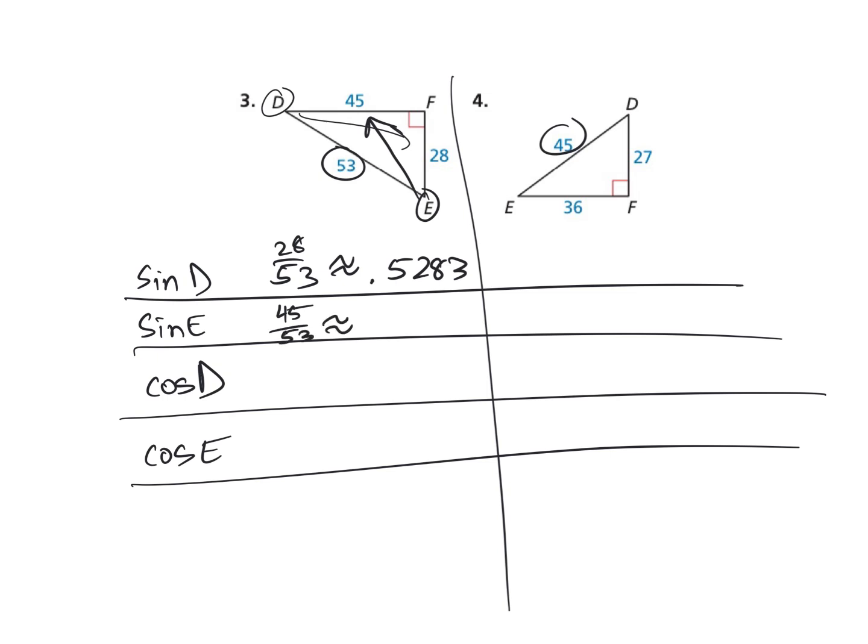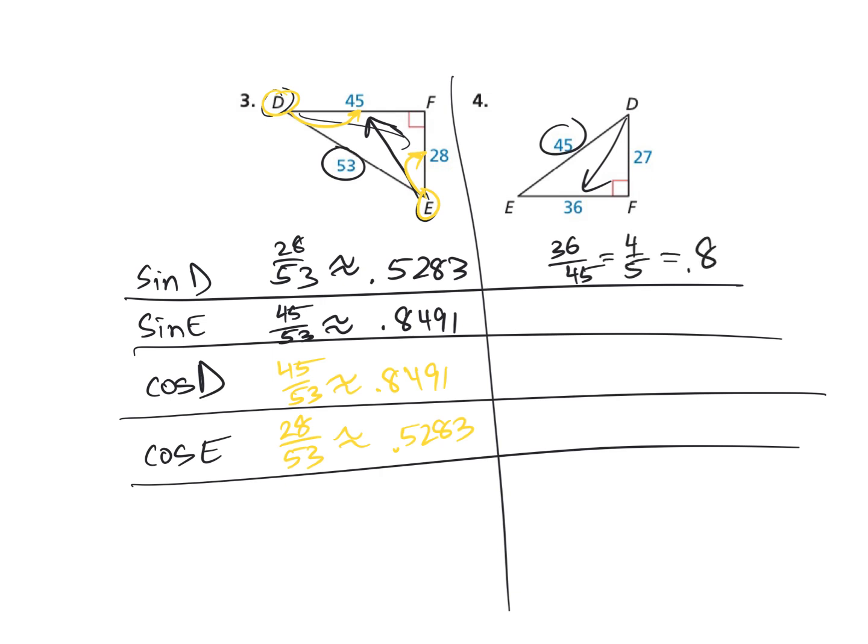So 45 divided by 53, and that's 0.8491. Cosine of D is going to be the adjacent leg, 45, over 53. Already have the answer. And the cosine of E, the adjacent leg, 28, over 53, and that is 0.5283. Now the sine of D in number 4 is the opposite leg, 36 over 45. Those are both divisible by 9. We get 4/5, which is 0.8.